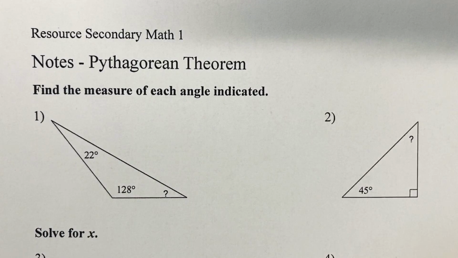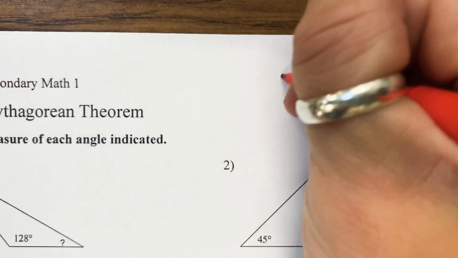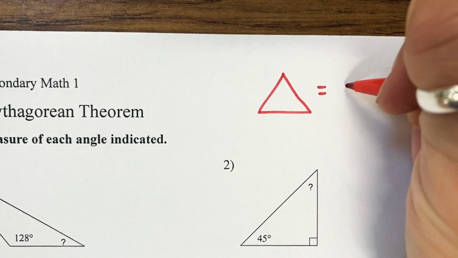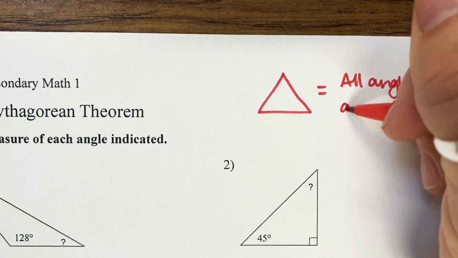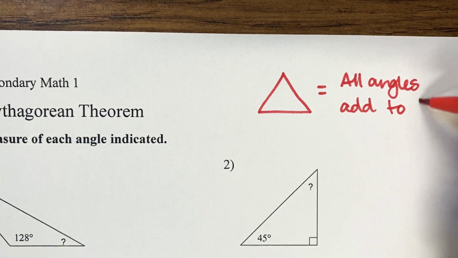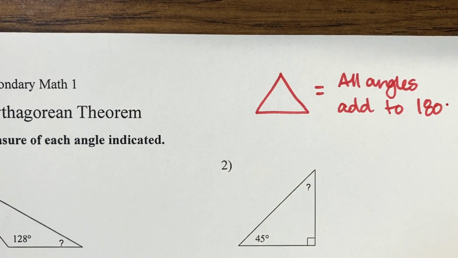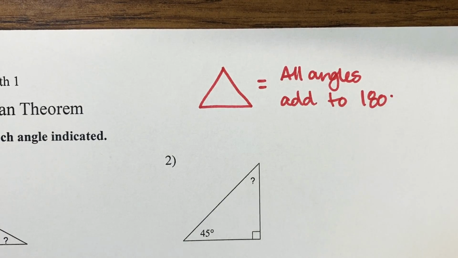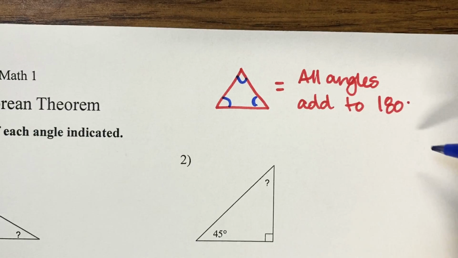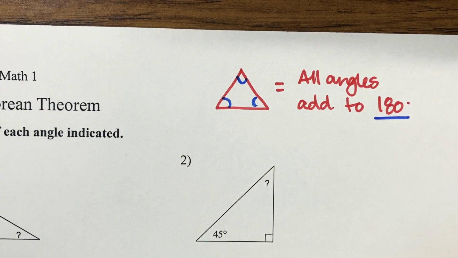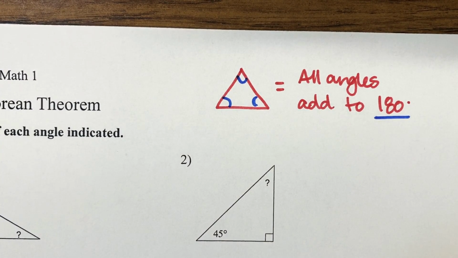So let's write this note just to remind us. We know that all angles in triangles add to 180. Okay, so remember, this is when we're talking about the angles. We're not talking about the sides. All three angles inside here will always equal 180 when you add them up.